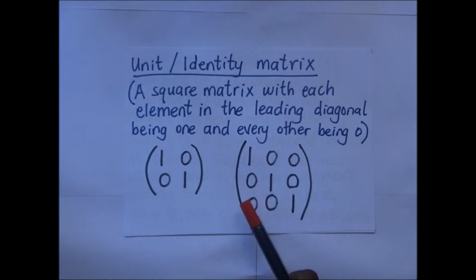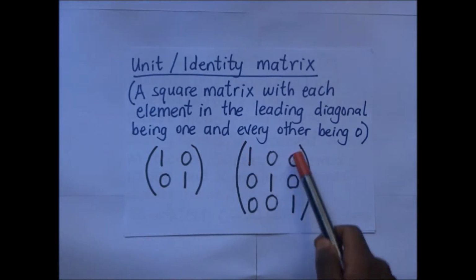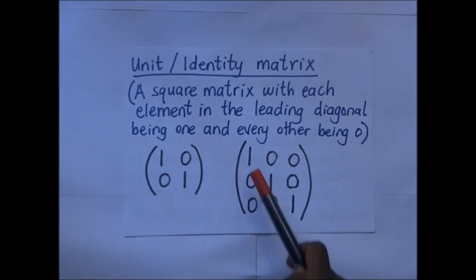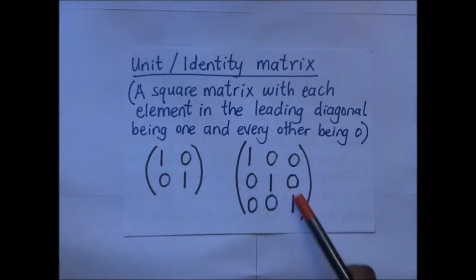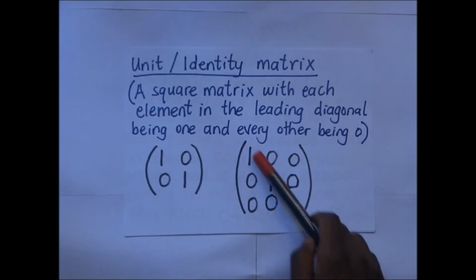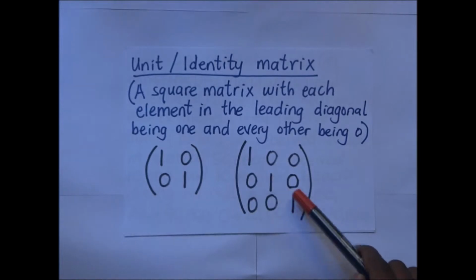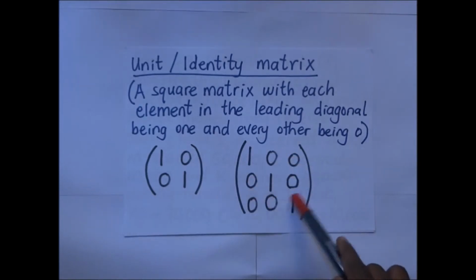If you look at this matrix, we have that diagonal and that diagonal. What we call the leading diagonal is this one. That's the leading diagonal. Now, if all the elements in the leading diagonal are 1, 1, 1, and the rest of the elements are all zeros, then that is called a unit or identity matrix.